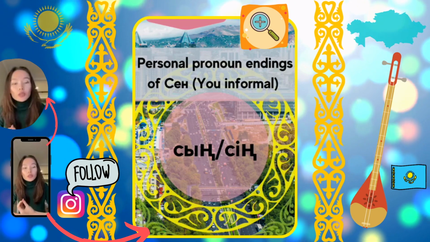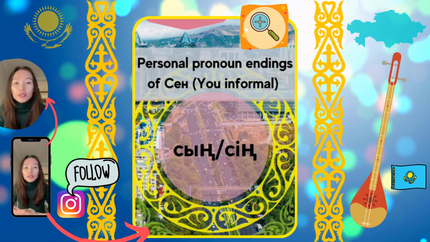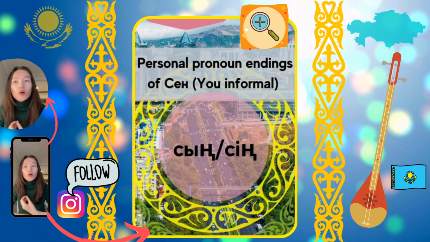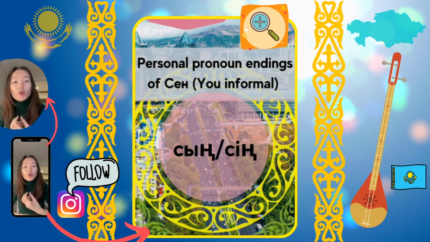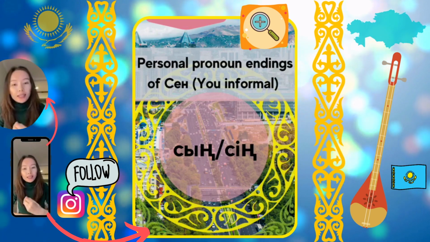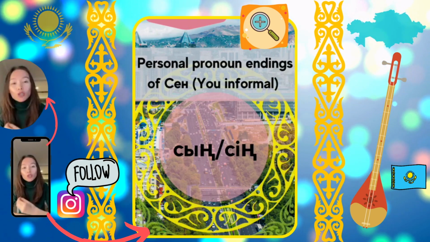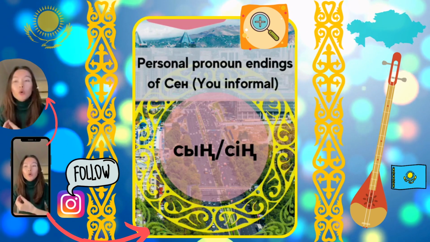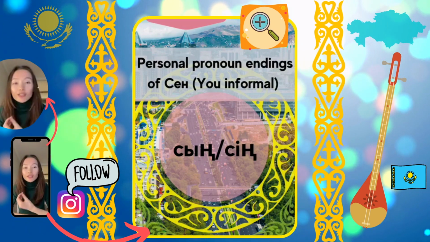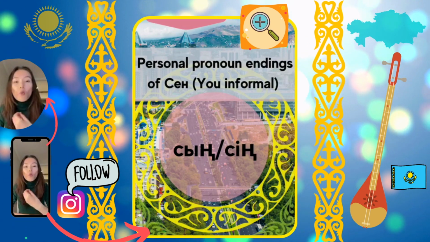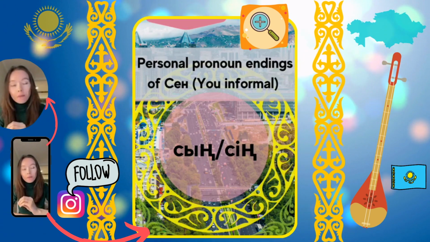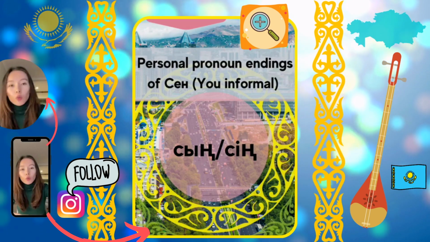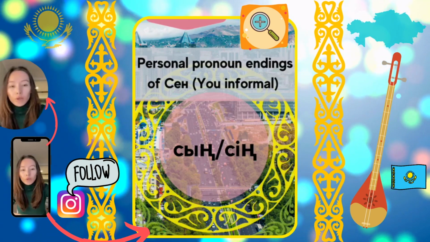If you want to say, for example, you are a teacher, you are a child, you are beautiful, etc., you need to add one of these endings to the object of the sentence. For example, you are a child, object of the sentence, child. You need to add one of these endings to the word child, okay? I will give you more explanation.